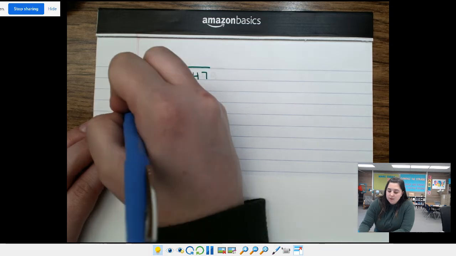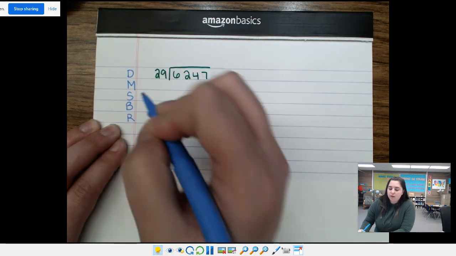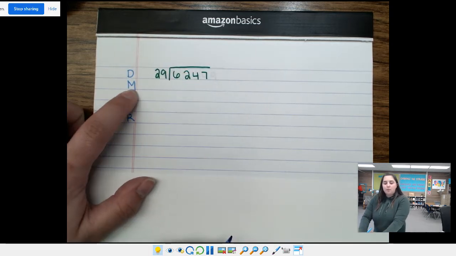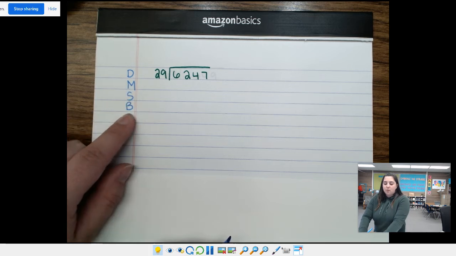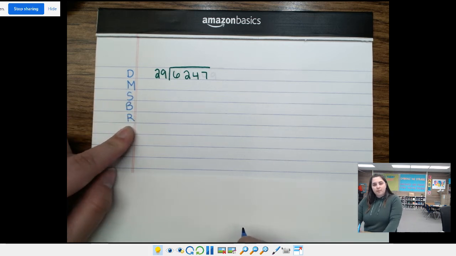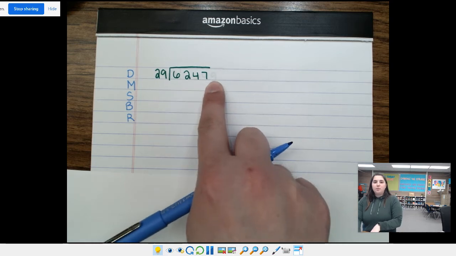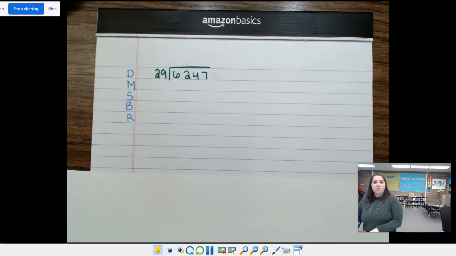Dad, mom, sister, brother, rover. Starting with divide, multiply, subtract, bring down, and repeat, or remainder when you get to the end of the number. That same process. So don't be too freaked out.